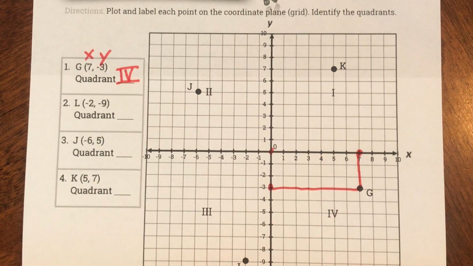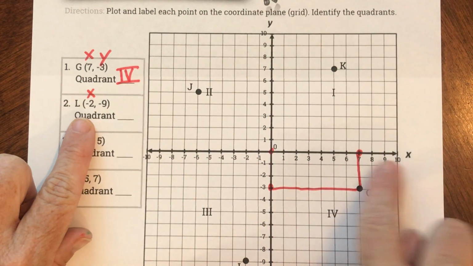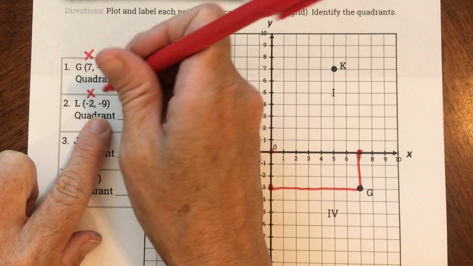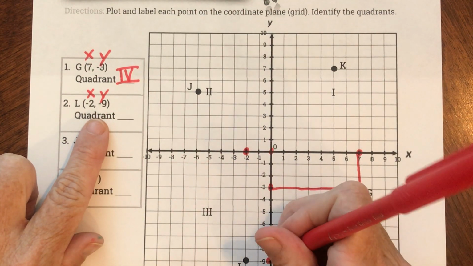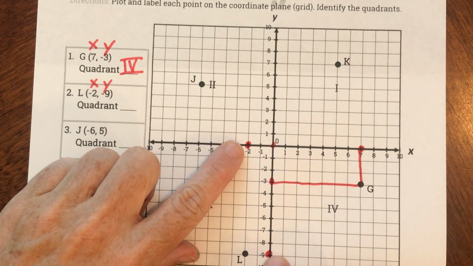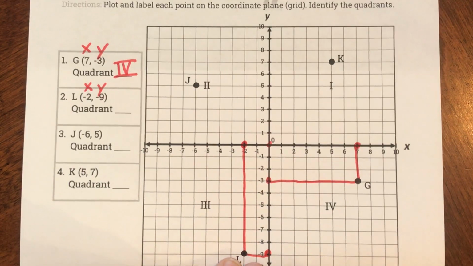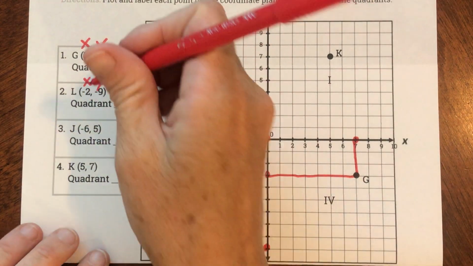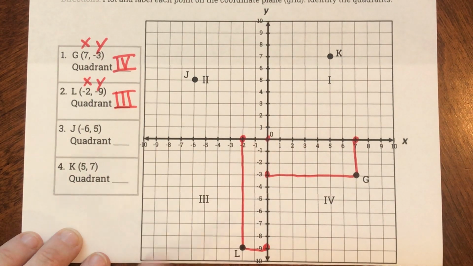Okay, so how did they get the L? Well, the L's x is -2, so I go on the x line and find -2. And then my y is -9. So I go on my y line and find -9. And where do they meet? They meet right there. So that's where they put the L, right there. And that one was in quadrant 3, and it tells me right there.